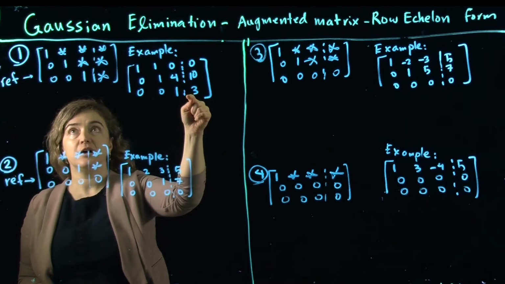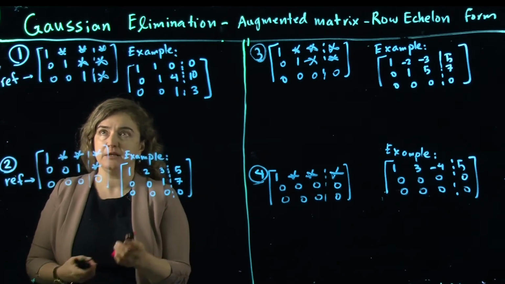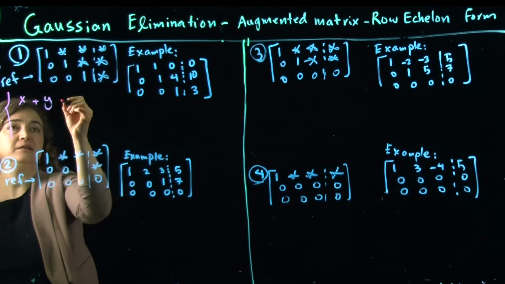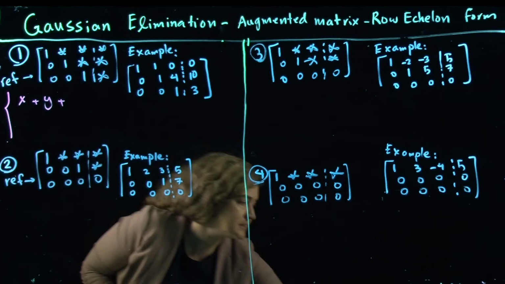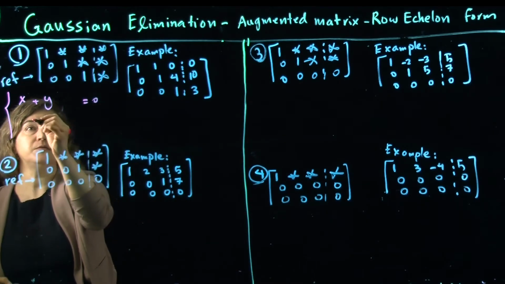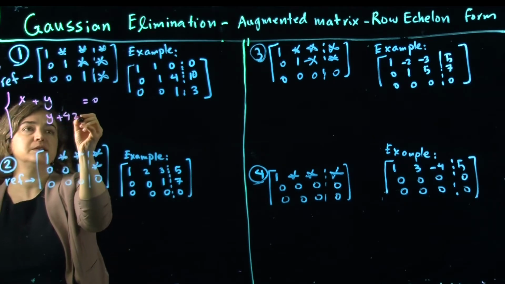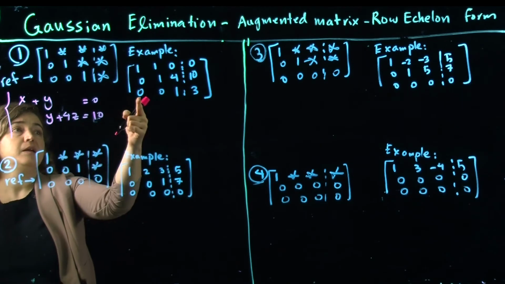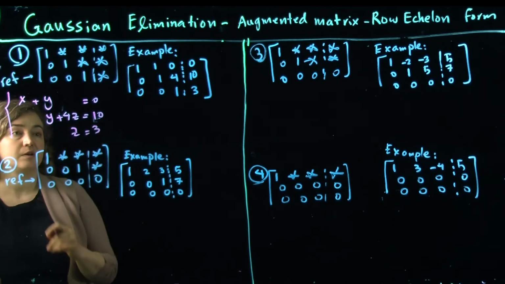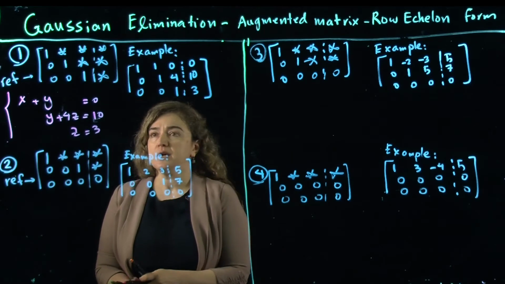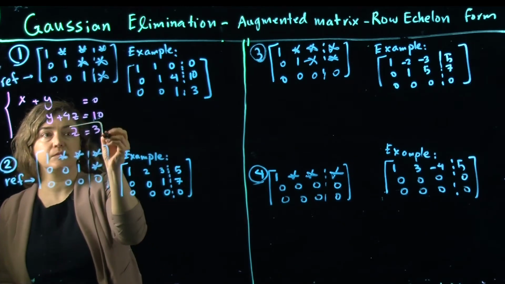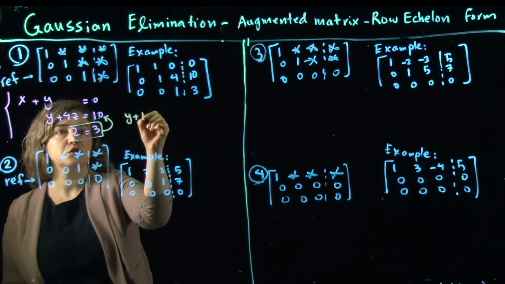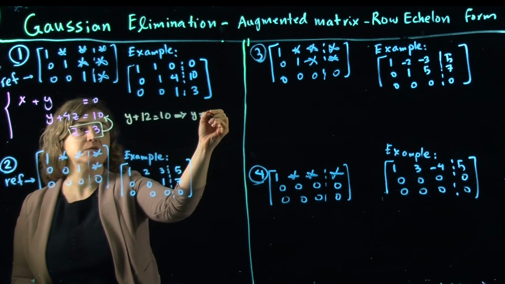Why? Because if I rewrite the system that comes with this, it is going to look like x times 1 plus 1 times y plus 0 times z equal to 0. Then I will have y plus 4z equal to 10. Then I will have no x, no y, z equal to 3. It's a back substitution method, so z equal to 3 is given. Going back in here, I plug in 3 for z, and I get y plus 12 equal to 10, which gives me y is equal to -2.